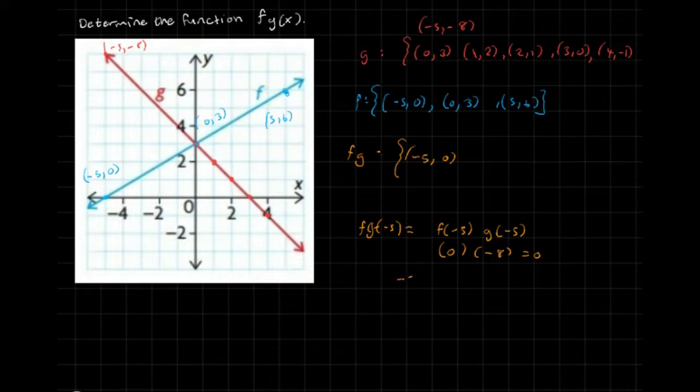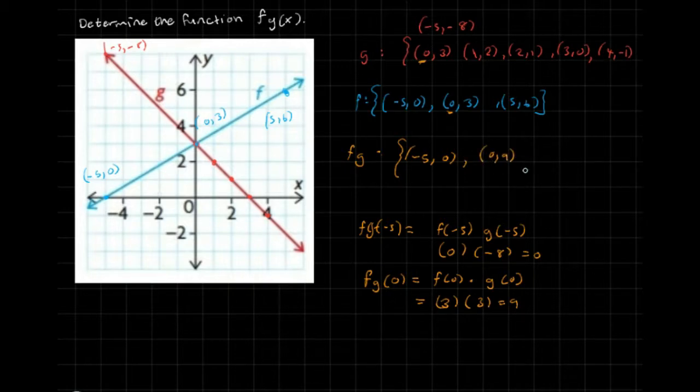Okay? Let's take a look at another point. So let's say we have another common point. You can notice here there's a 0 and a 0 here. So let's do f g of 0. So we get f of 0 times g of 0. And f of 0 here looks like 3. g of 0 here is also 3. So we get 9. So the point here is 0 and 9.